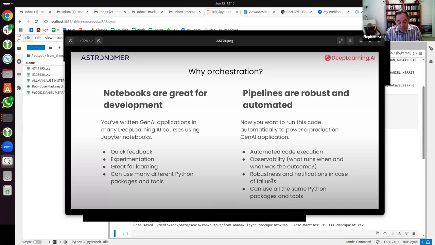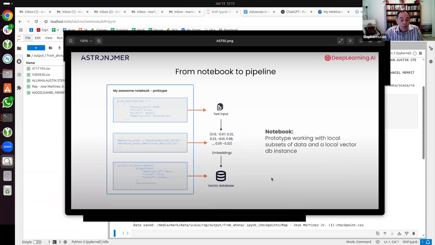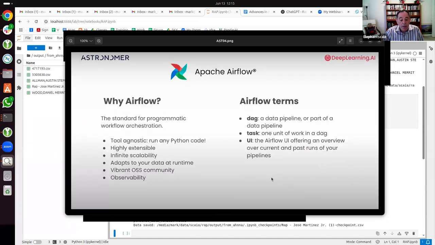So it's not hard, at least theoretically, and that's where the course comes in. You learn about how to do it. So you take a notebook, convert it into a pipeline.